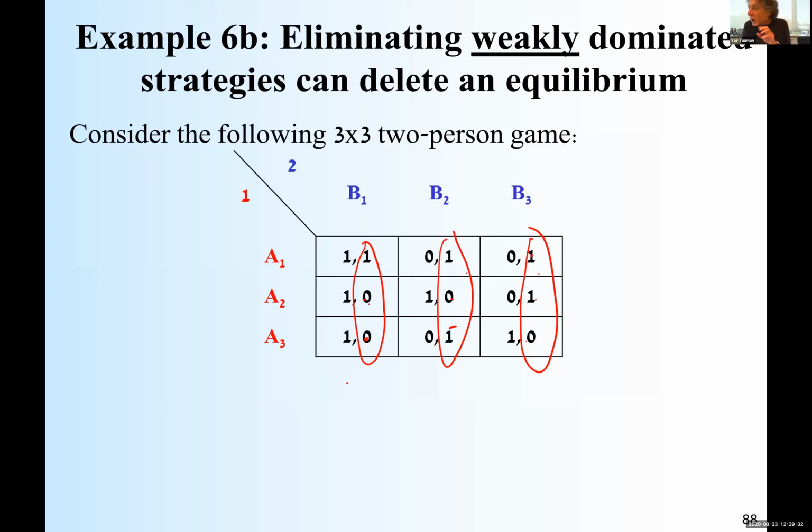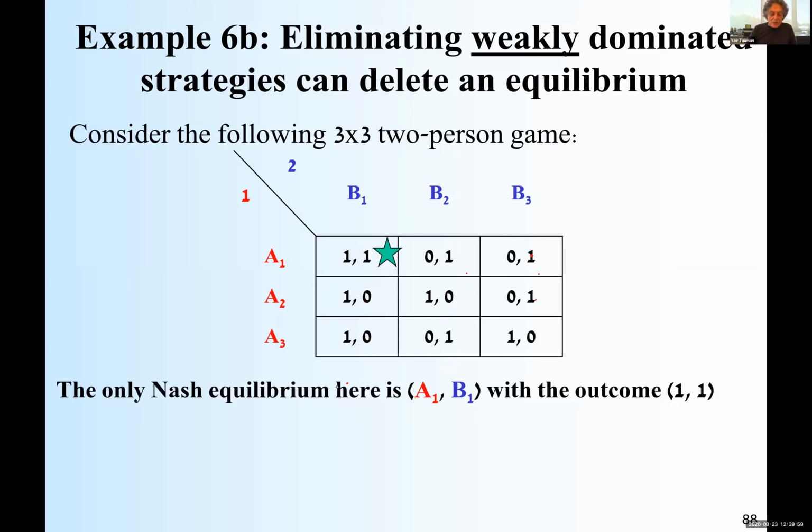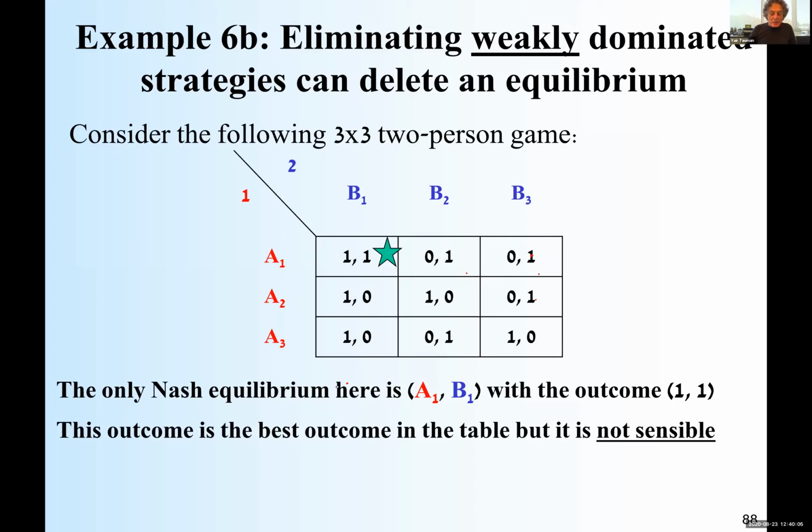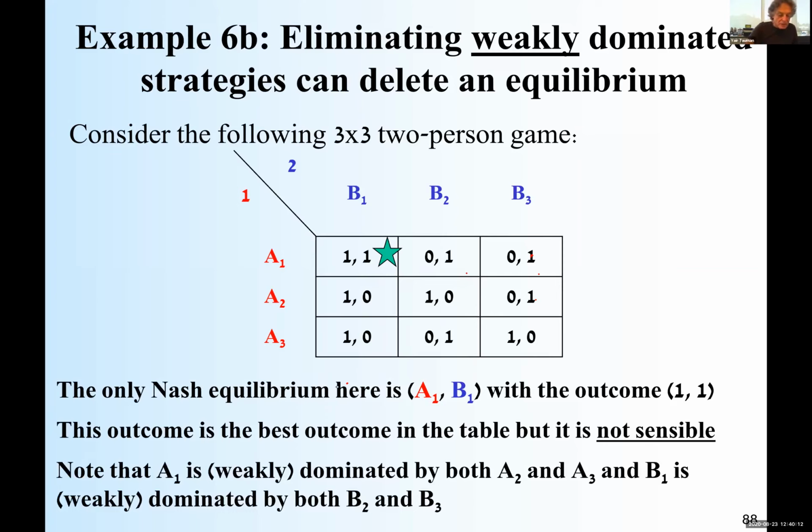And I can tell player 1, if you are rational, don't play A1. If you play A2, you get at least as much as A1 and maybe more. If you play A3, you get at least as much as A1 and maybe more. So actually, the only equilibrium of the game is nonsensible. The only Nash equilibrium here is A1, B1 with the outcome 1, 1. This outcome is the best outcome in the table, but it is not sensible. Note that A1 is weakly dominated by both A2 and A3, and B1 is weakly dominated by both B2 and B3.